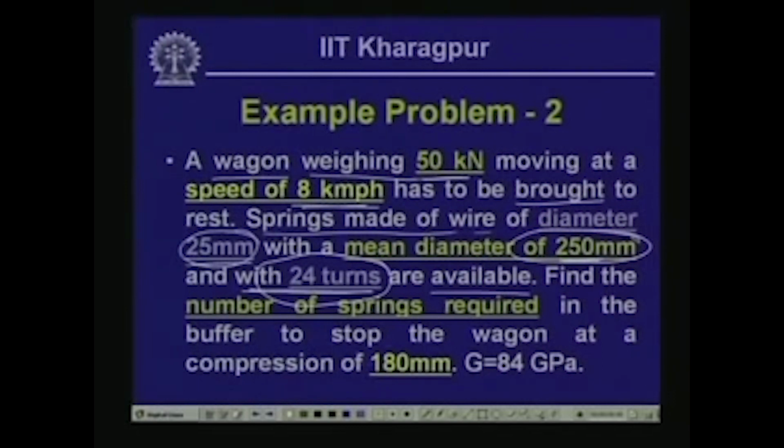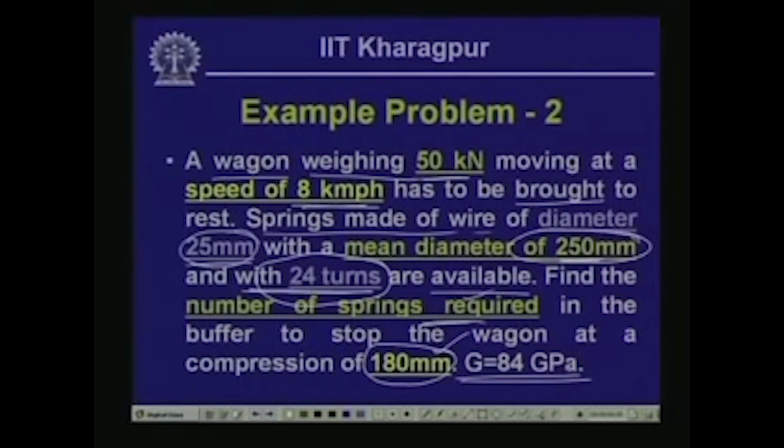You will have to find out how many such springs are required, so that the wagon can be brought to rest with a compression of 180 millimeter. That means the maximum deformation that you can allow on the spring is equal to 180 millimeter. The value of the shear modulus is given as G equals 84 gigapascal.